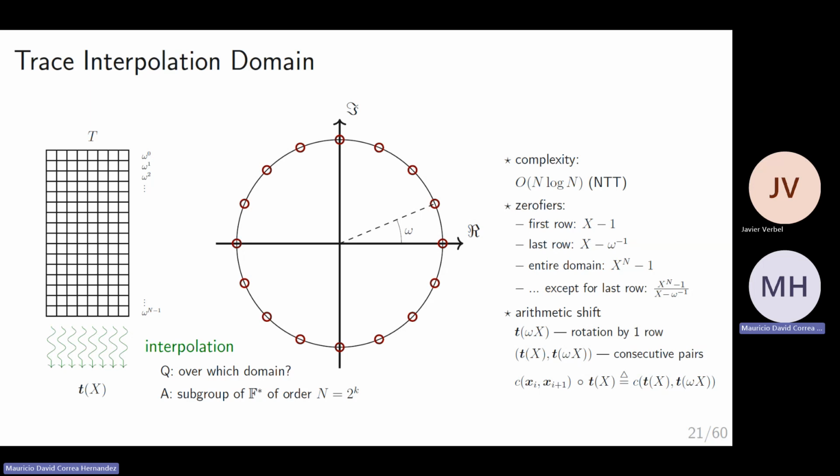Interpolating the columns? We're interpolating the columns, yes. So there's one T for each column? Yes, but this is a bold T. So it's like a vector? It's a vector of polynomials, yes.